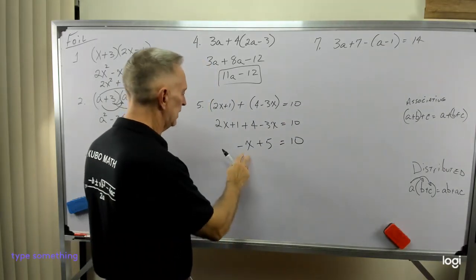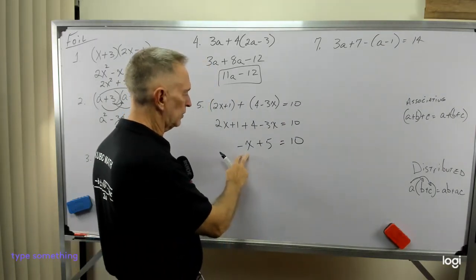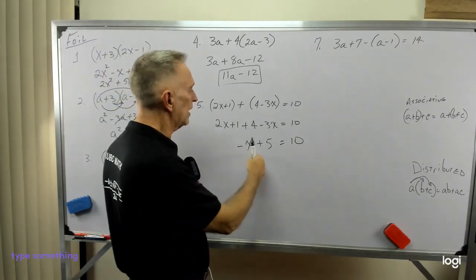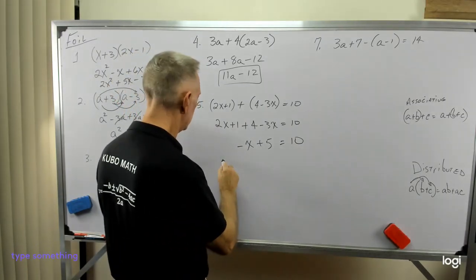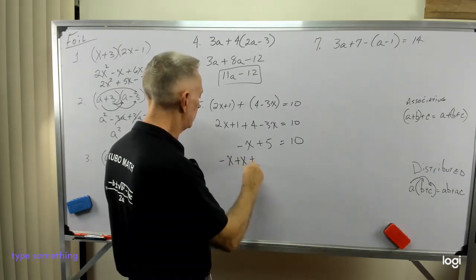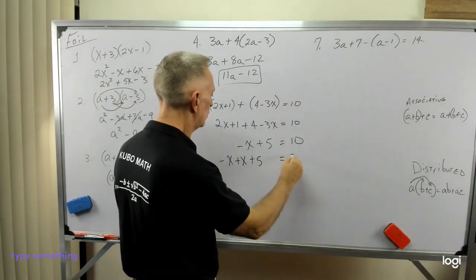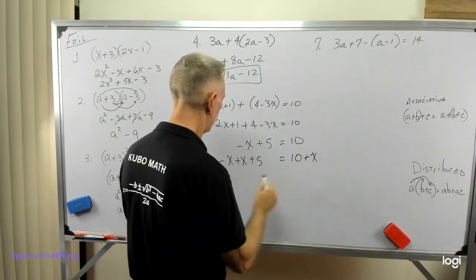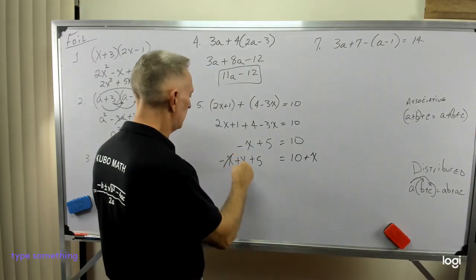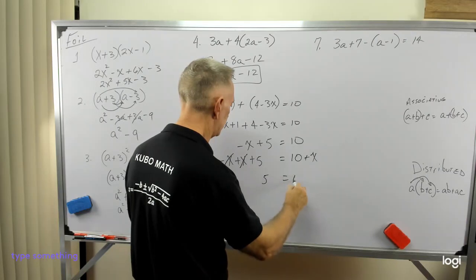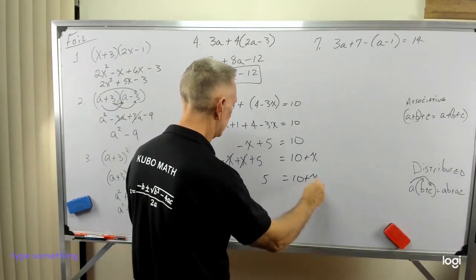Well, I don't want to know what negative x is. I want to know what a positive x is. So I'm going to add x to both sides. So I have a negative x plus 5 equals 10 plus x. So a negative x and a positive x cancel, and I'm left with 5 equals 10 plus x.